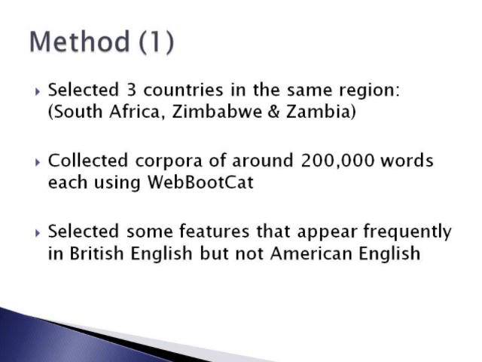Step 1 of my method was to select my 3 countries. Then I used corpora of around 200,000 words each, which were collected by Leeds University. This was done by using World Wide Web sources to gather selections of contemporary English texts from a wide range of countries. Web Bootcat was then used to collect around 200,000 words of web page text from a specific country by restricting the Web Bootcat search to the specified national domain. I then came up with a list of a few features that appear frequently in British English, but not American English.